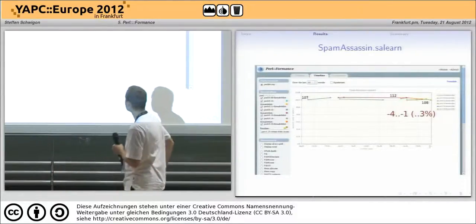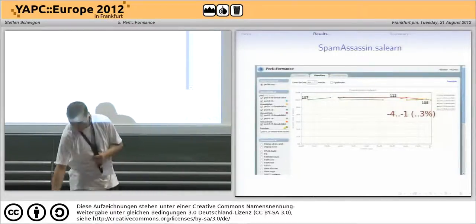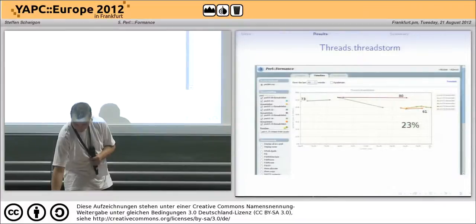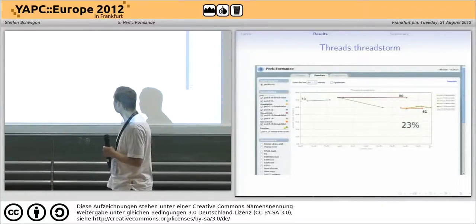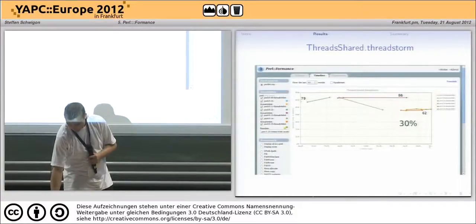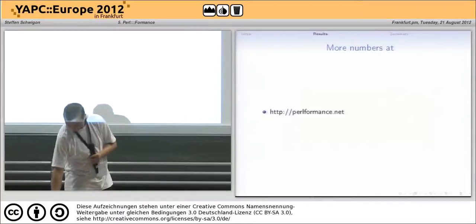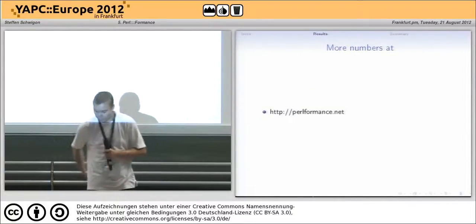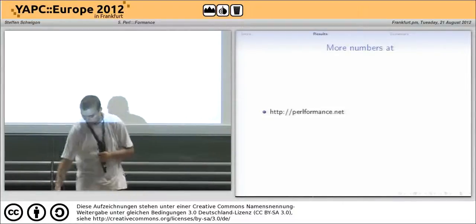This is the most important workload I use. It's SpamAssassin, and basically it got worse. This is quite unfortunate, although we have a lot of micro improvements. A thread storm improved quite a lot, and even on threads shared, this thread storm was much faster. So yeah, see the numbers on PerlFormance.net.